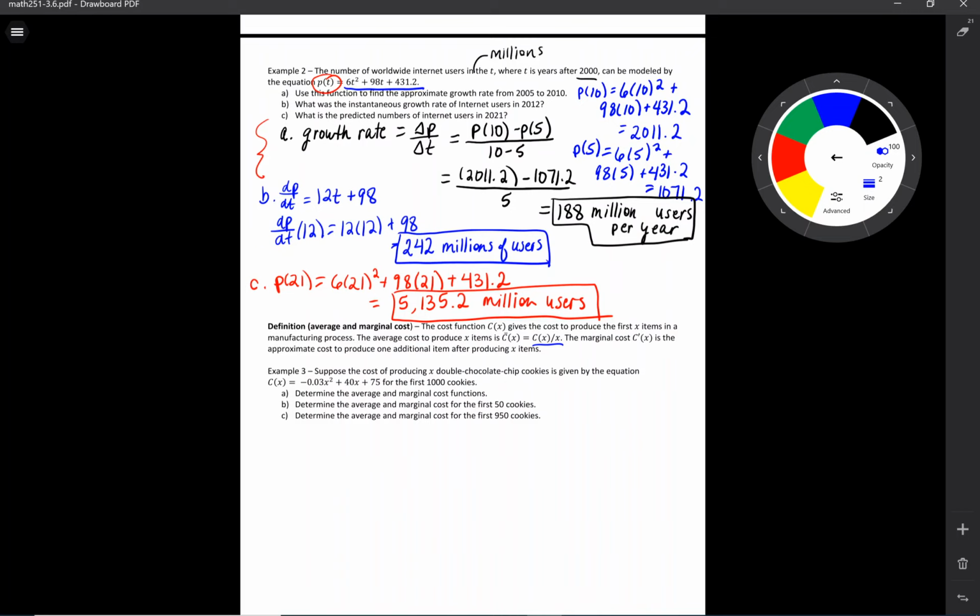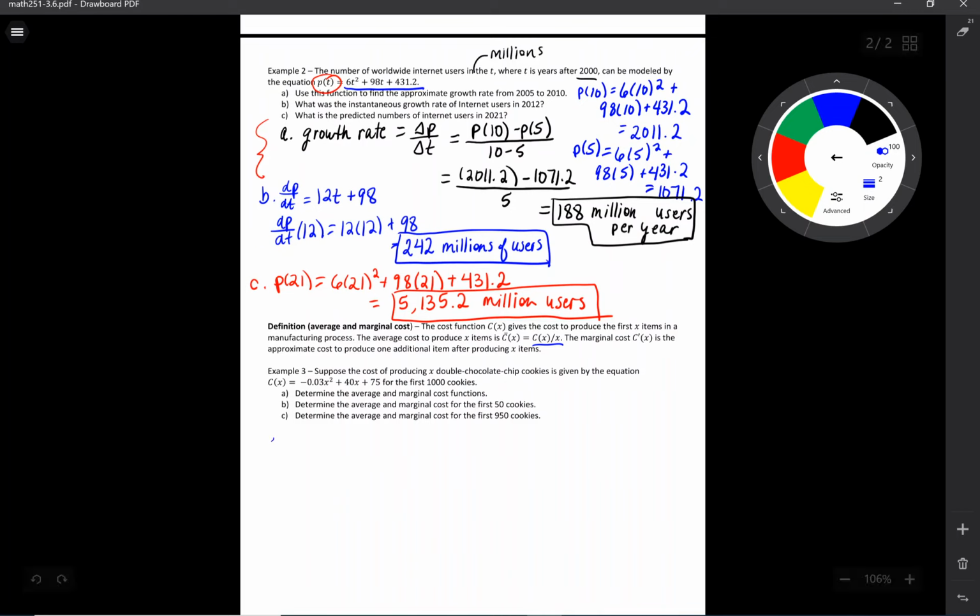So say we're producing 500 of something, we only know the average cost up to 500, and then the 501st item would be included in the marginal cost. So we have an example here. Suppose the cost of producing x number of double chocolate chip cookies is given by the equation c of x equals negative 0.03x squared plus 40x plus 75 for the first 1,000 cookies. We want to first determine the average and marginal cost functions.